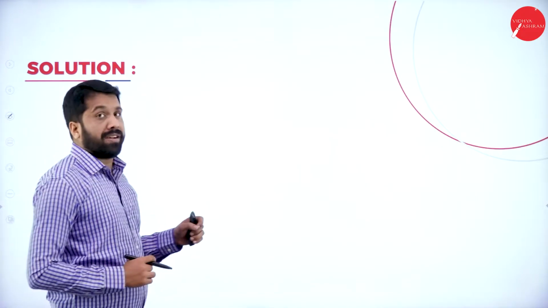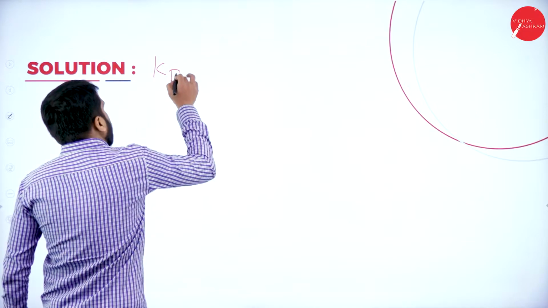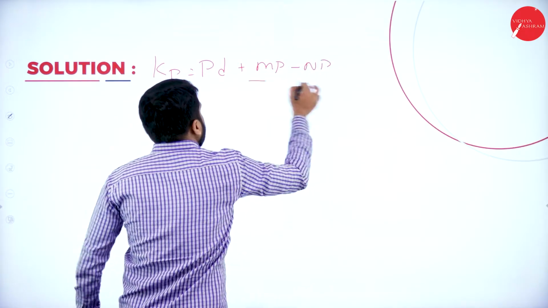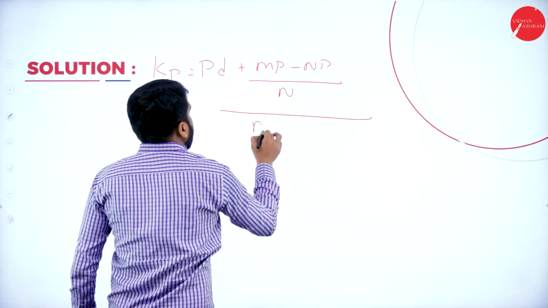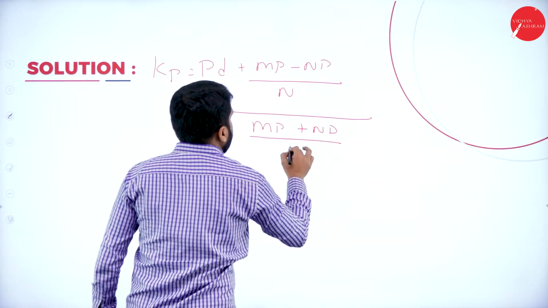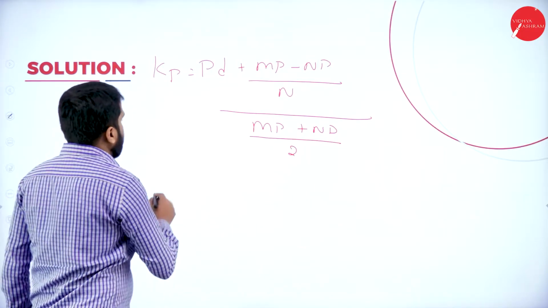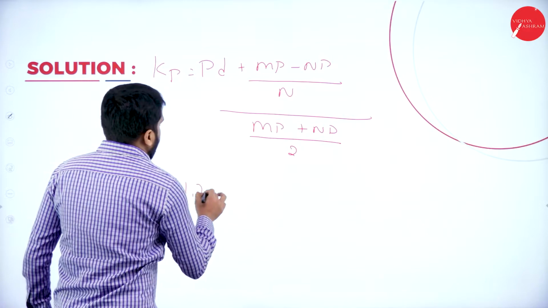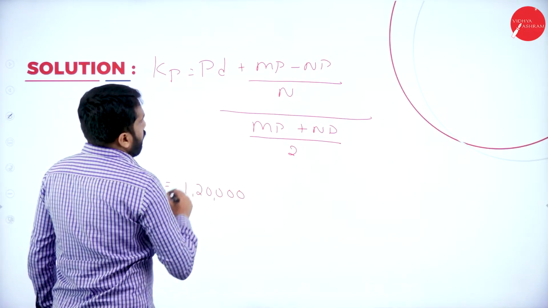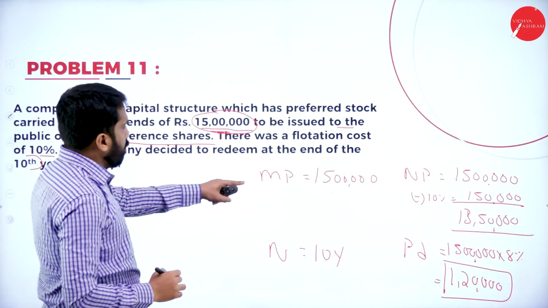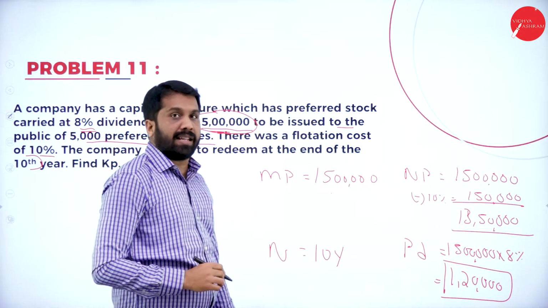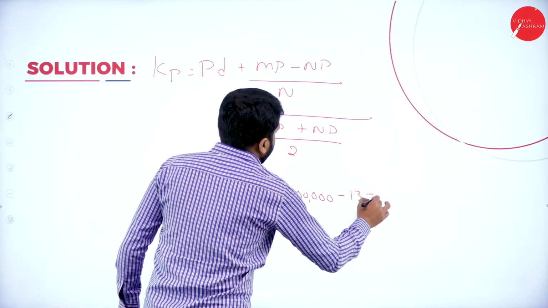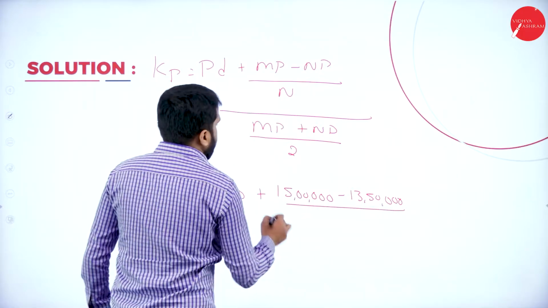What is the formula of your preference shares? Cost of preference shares is equal to PD plus MP minus NP divided by number of years, whole divided by MP plus NP divided by 2. Now, what is your PD? Just now we calculated, it is 1,20,000. Now, what is your MP? Your MP is 15 lakh and NP is 13,50,000. So 15 lakh minus 13,50,000 divided by number of years.